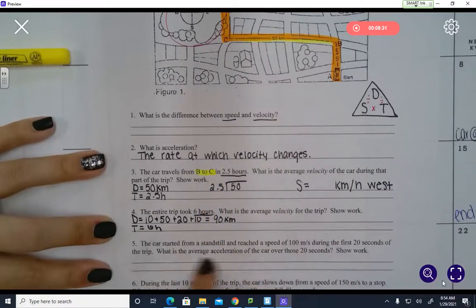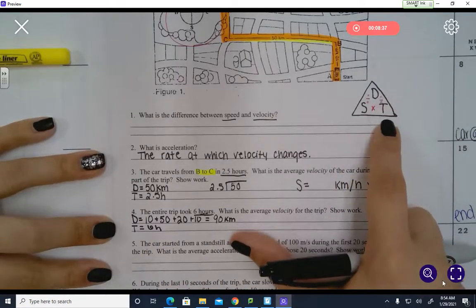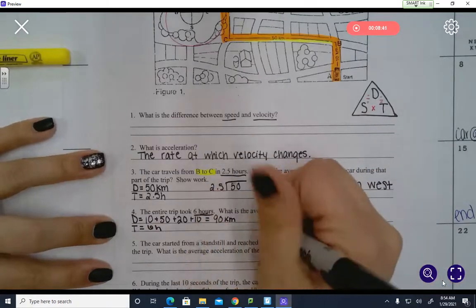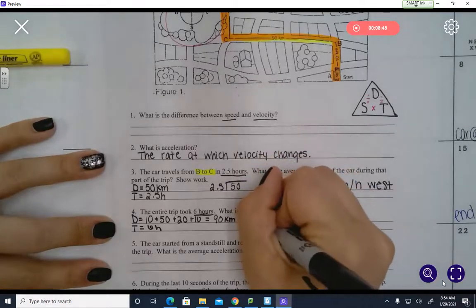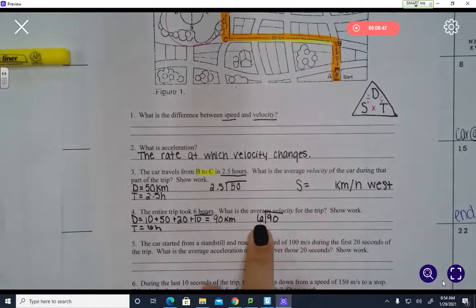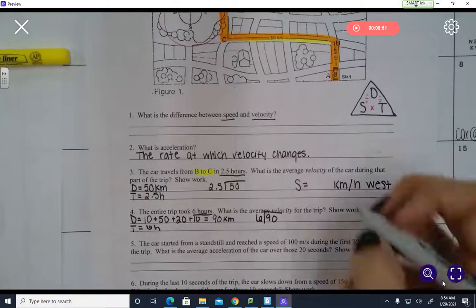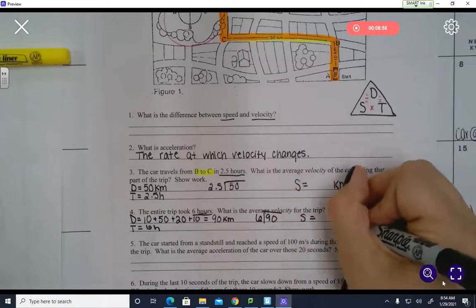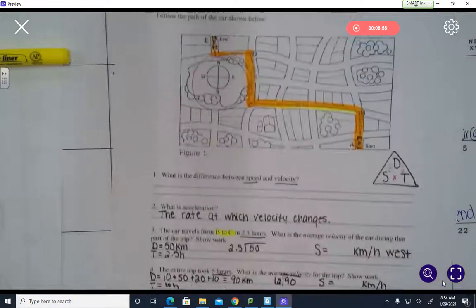So we have to do our same formula because we don't have our speed. So speed equals distance divided by time. So we would have to do 90 divided by 6. And our speed would be something kilometers per hour. And again, think about what direction.